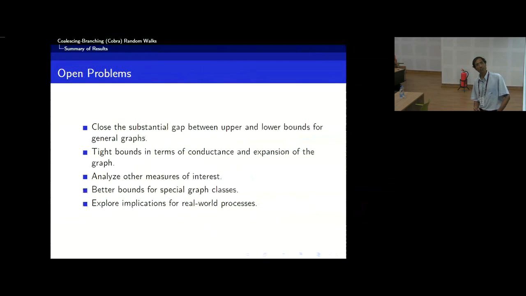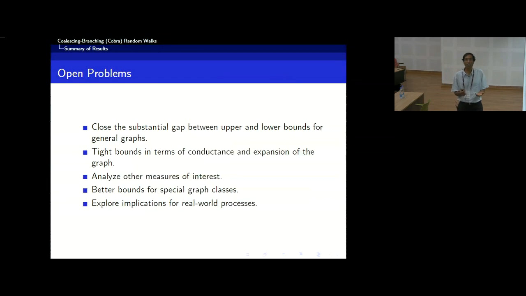So there are a huge amount of open problems, if you feel that this is a class of processes of interest. There's a substantial gap between upper and lower bounds for general graphs especially. Tight bounds in terms of conductance and expansion of the graphs are unknown. Other measures of interest, such as how long does it take to cover at least a large fraction of the graph, would be of interest.